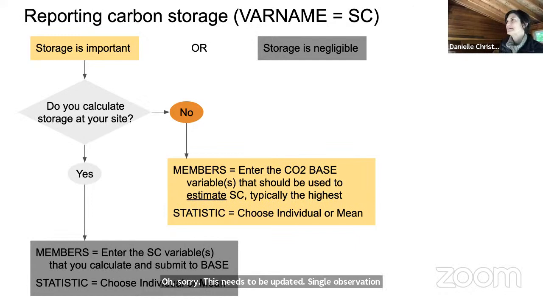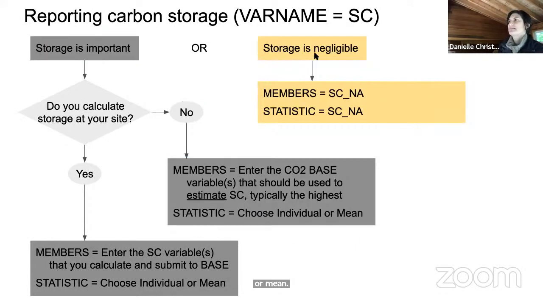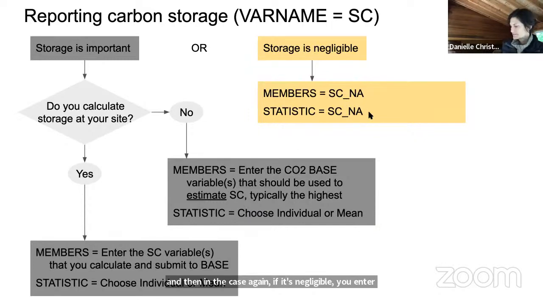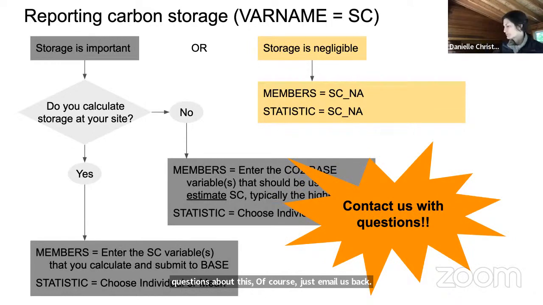We'll correct these slides. And then in the case, again, if it's negligible, you enter SC_NA for both the members and statistics column. And if you have any questions about this, of course, just email us back once you get that email from us, and we can help you go through it. Okay.